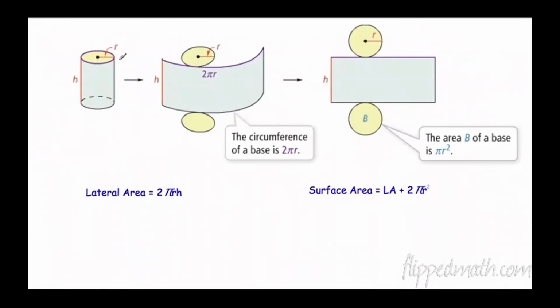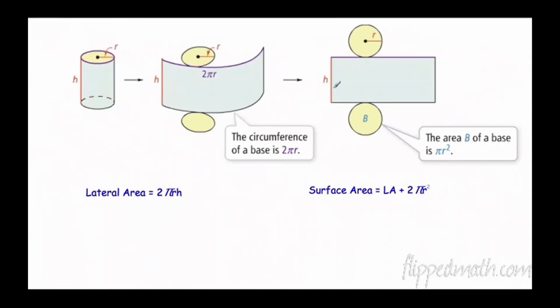And this here, this 2 pi r. What is 2 pi r? 2 pi r is circumference. So I'm just unwrapping the circumference of this circle, and that is our width, right? So length times width.